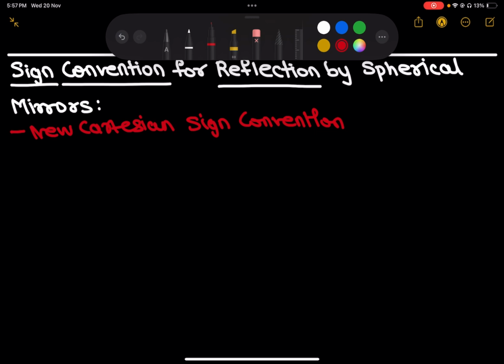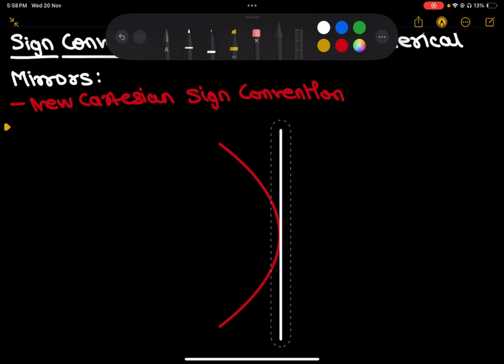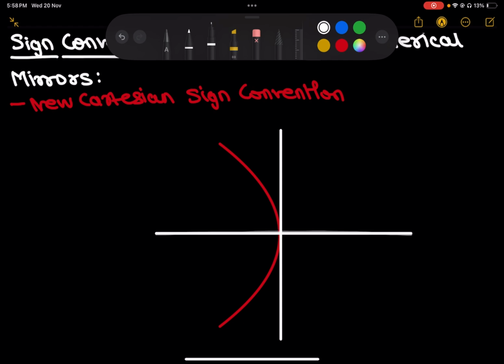Okay, so what I'll do is I'll draw a concave mirror. Well, usually a standard concave mirror is used to draw, right? And I'll draw the x and y axis, like this. So this is the y-axis and this is the x-axis. Okay, and suppose that the pole of the mirror is kept at the origin.